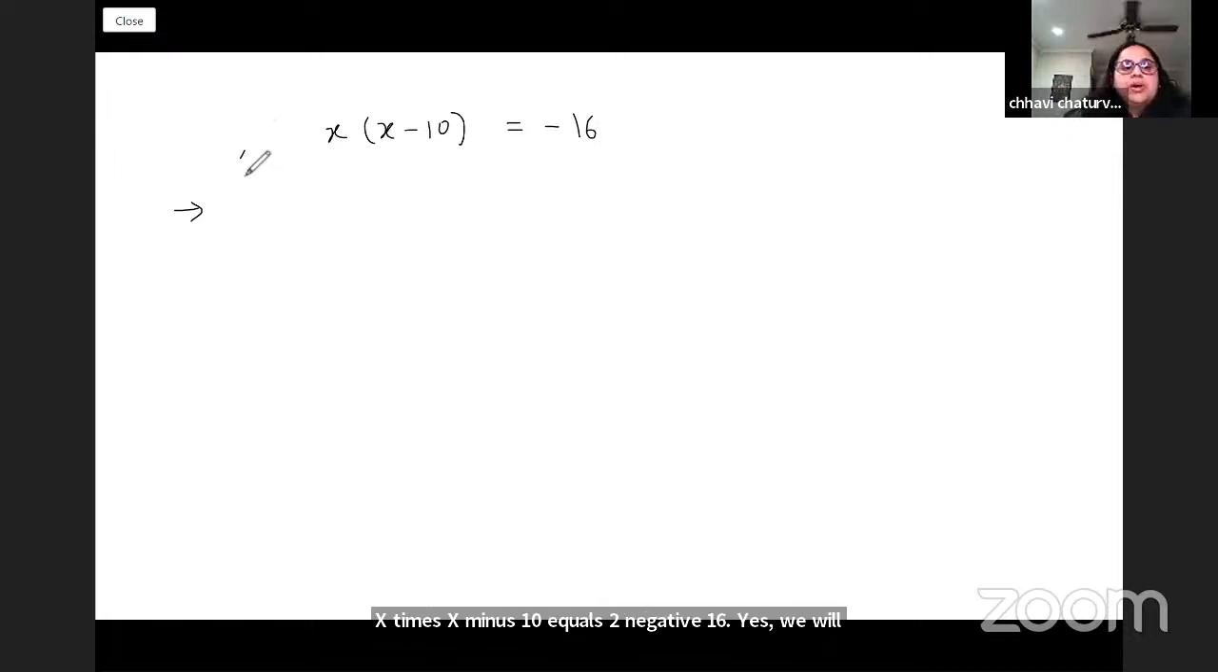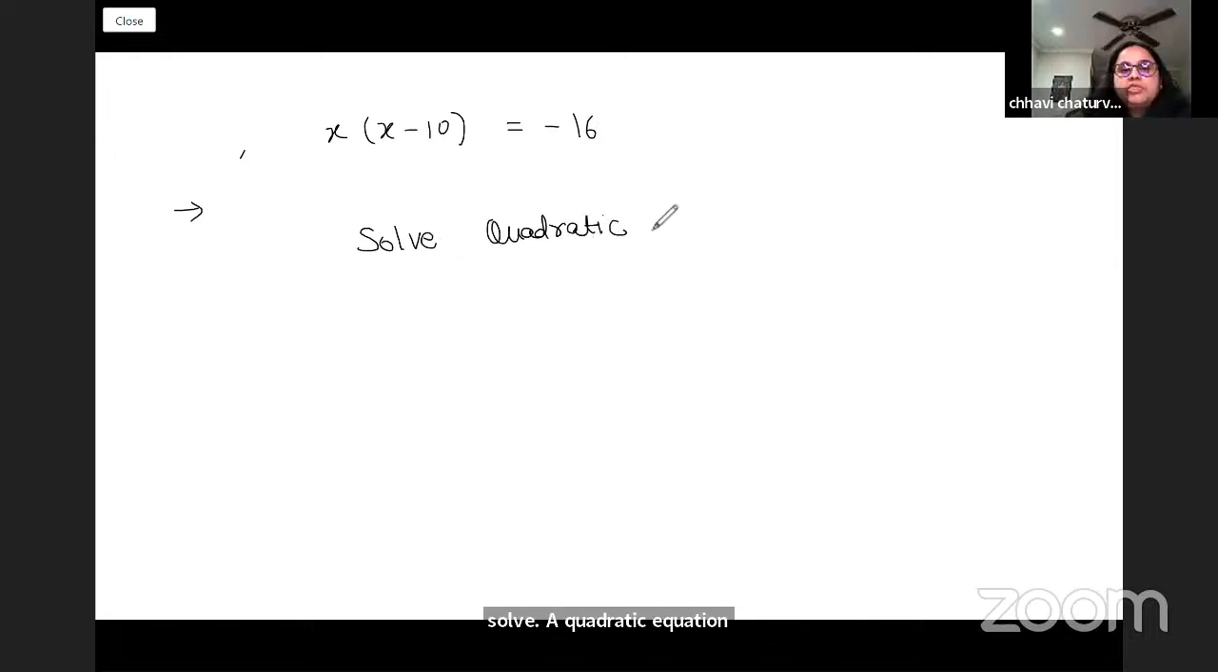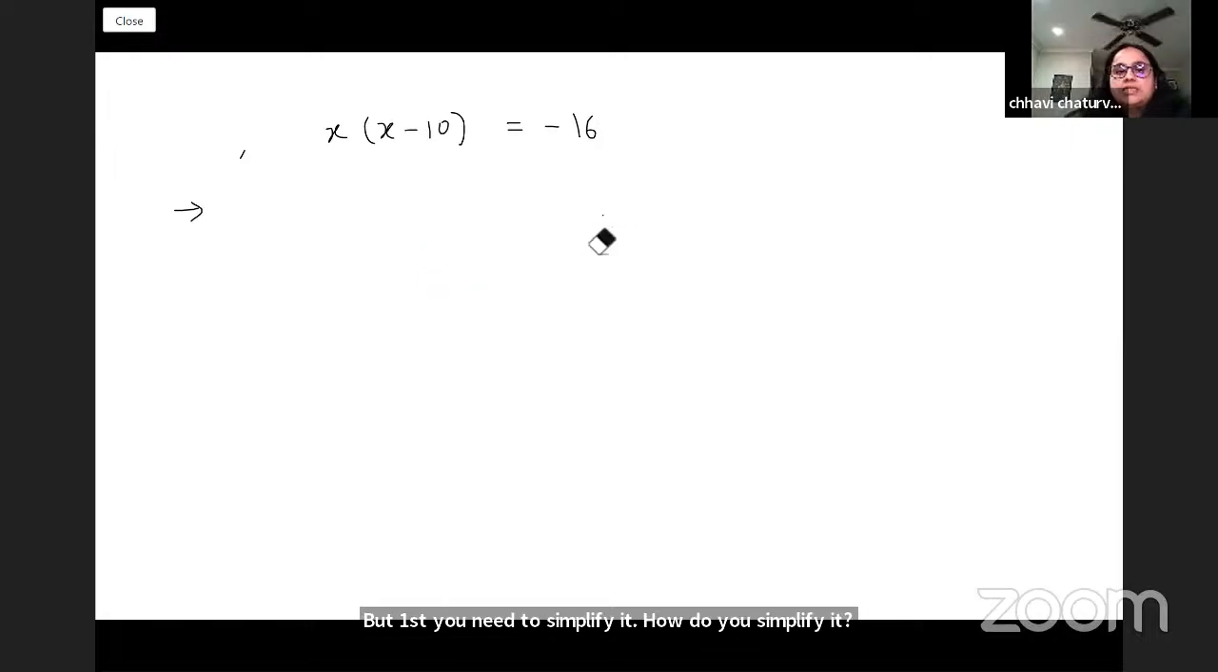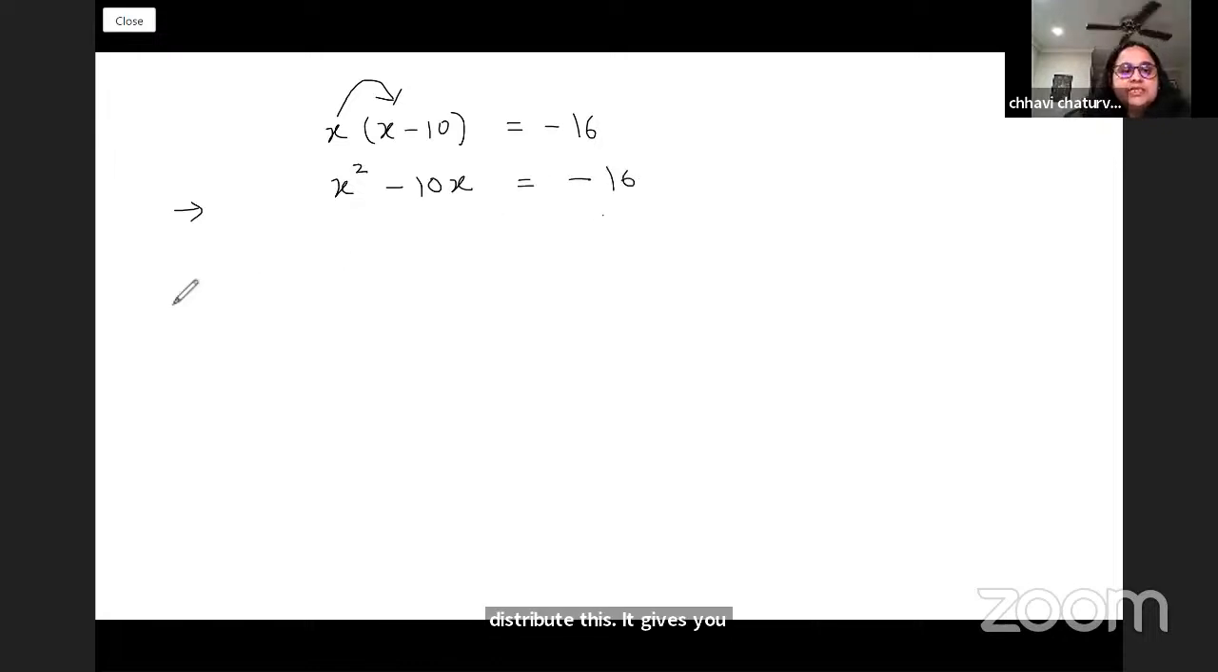All right, so when you see a question like this, you can solve a quadratic equation any which way you like. But first you need to simplify it. How do you simplify it? Try to make one of the sides equal to 0. How would you do that? Go ahead, simplify, distribute this. It gives you x squared minus 10x equals negative 16.